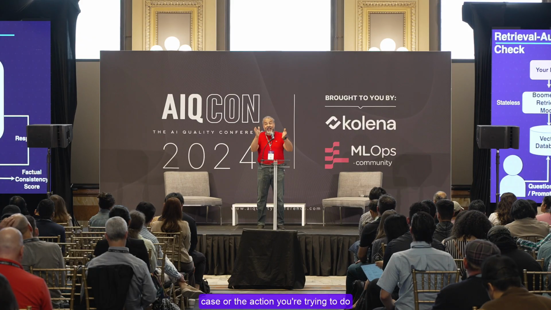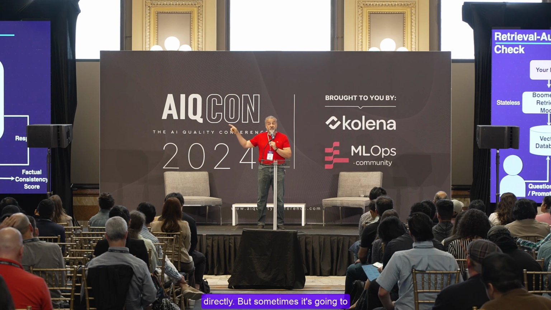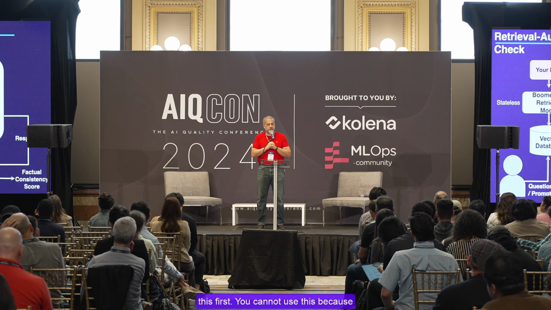You can send that back to the end user or the end use case or the action you're trying to do directly. But sometimes it's going to come back and say, a human should review this first. You cannot use this because the model is saying we're not sure, and we need a human to look at it. And then the human would then rank it. Oh, this is still a good response. Or the human would rank it, no, this is not a good response. These are the signals that we can then use to do the DPO. DPO is the optimization we use for training the hallucination model to get it to align more with how you perceive what is factual and what's not factual from your data. And that gets the model to work better for your data set.